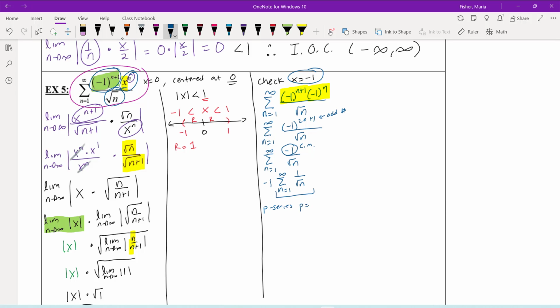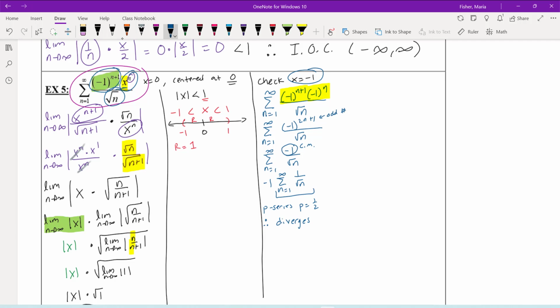P here is equal to 1/2 because it's the square root, and that's a number that's less than 1, therefore we know that this guy is going to diverge. So our series diverges, so we know that when we're doing the interval of convergence, we will not include negative 1 in our interval of convergence, it'll get a parentheses.